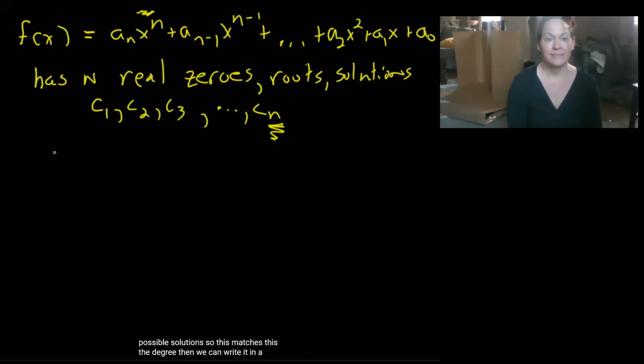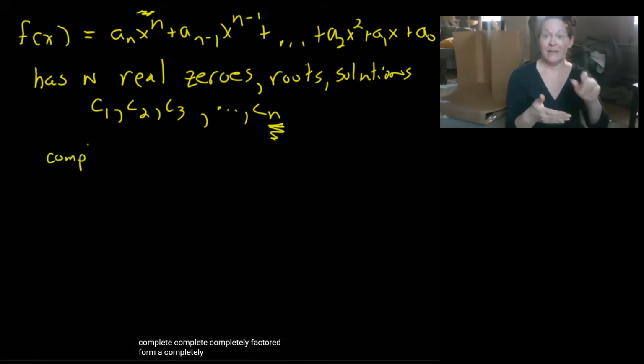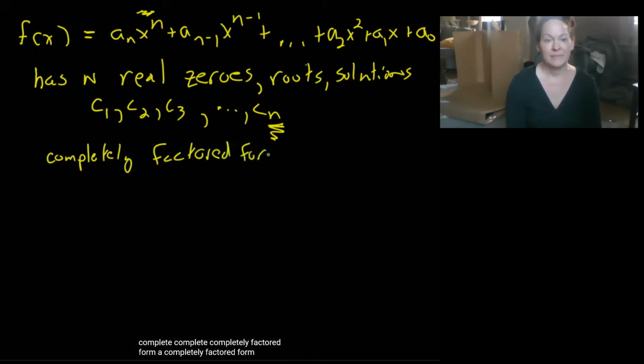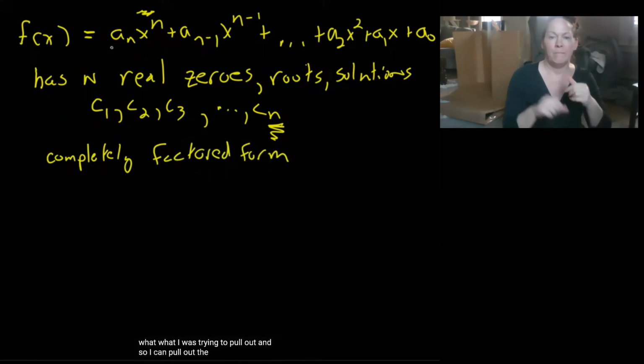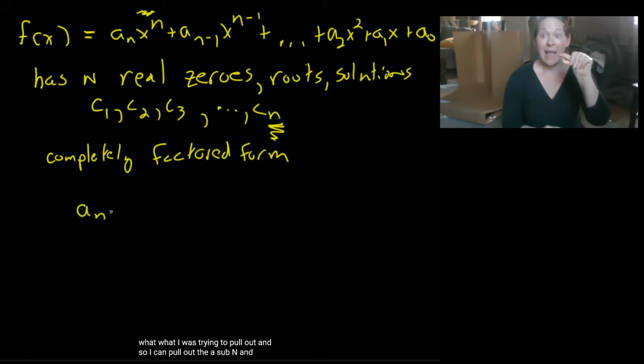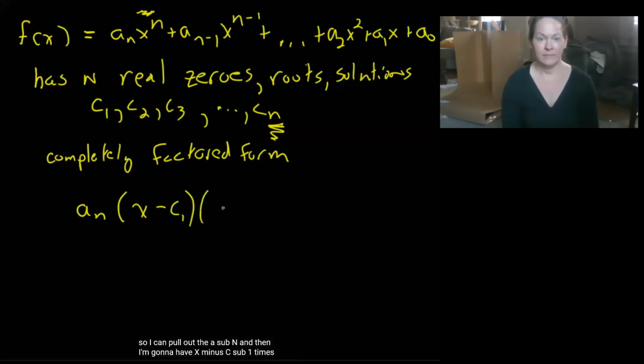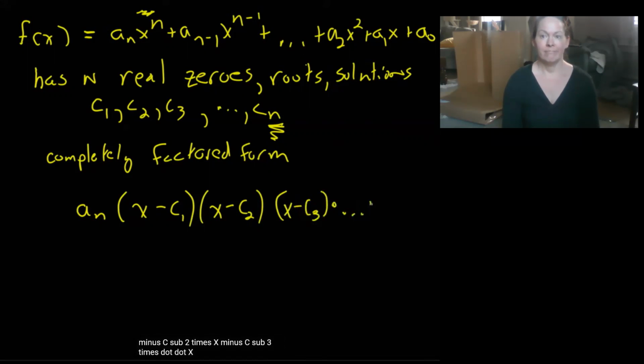Then we can write it in a completely factored form. This is what I was trying to pull out. And so I can pull out the a sub n. And then I'm going to have x minus c sub 1 times x minus c sub 2 times x minus c sub 3 times dot dot dot x minus c sub n. And so all of these solutions come out factored.